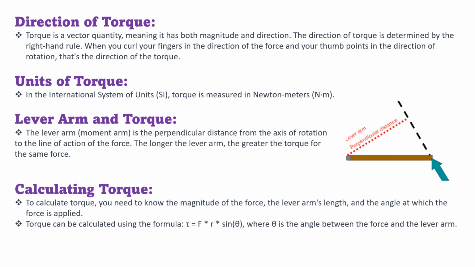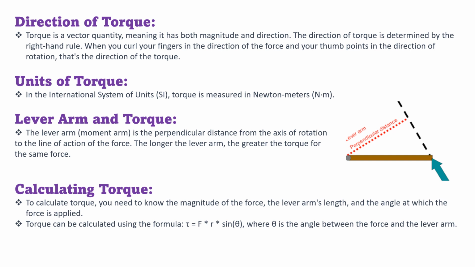Since torque is a vector quantity, what do you mean by a vector? A vector has a magnitude and a direction. Therefore, torque also has a magnitude as well as a direction. So how do you find the direction of torque? That is very, very important, right?